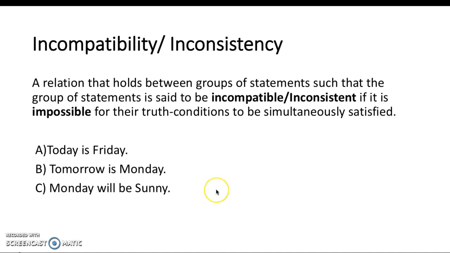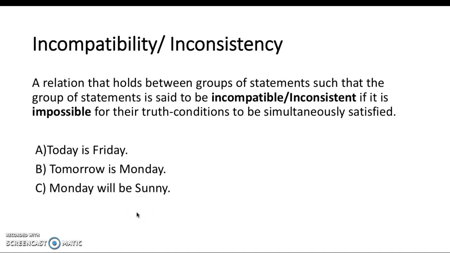Inconsistency or incompatibility. Well, a group of statements is going to be incompatible or inconsistent if it is impossible for all of the statements to be true at the same time. So consider statements A, B, and C. If we assume that today is Friday, it can't be the case that at the same time B is true. In other words, tomorrow is Monday, because we know that after Friday comes Saturday, right? So this group of statements here is incompatible because not all of them can be true at the same time. One of these will have to be false at some point, right?